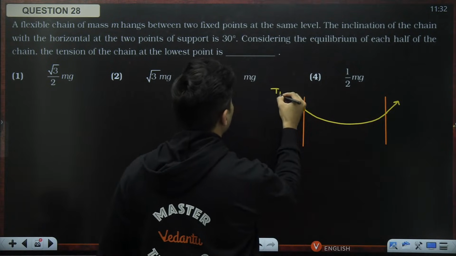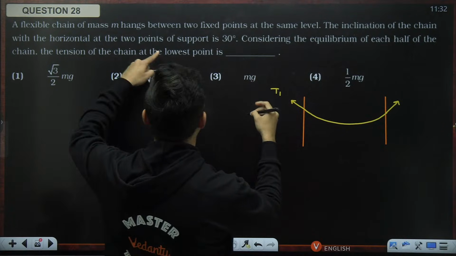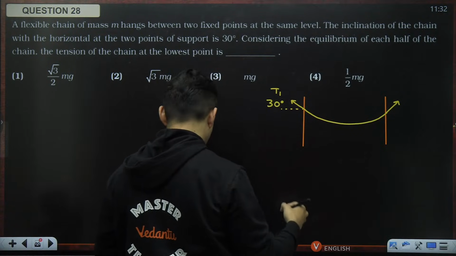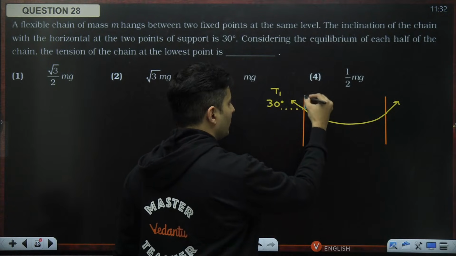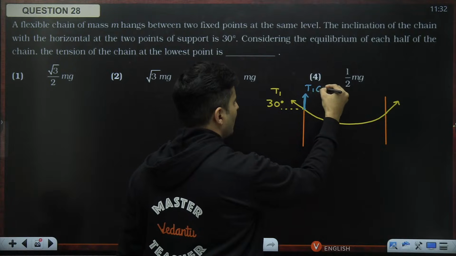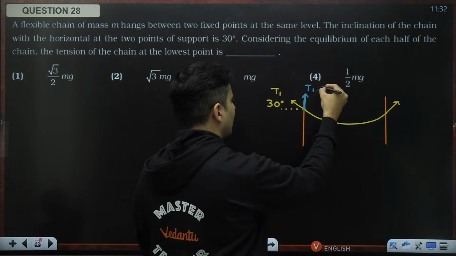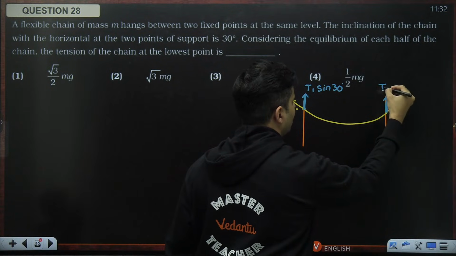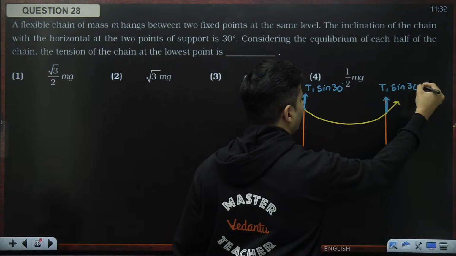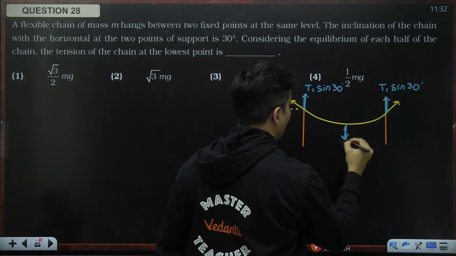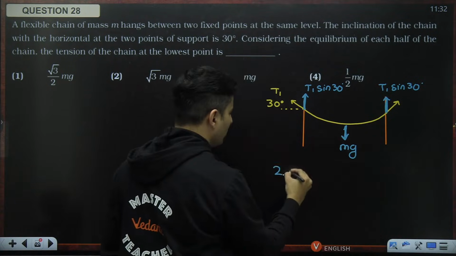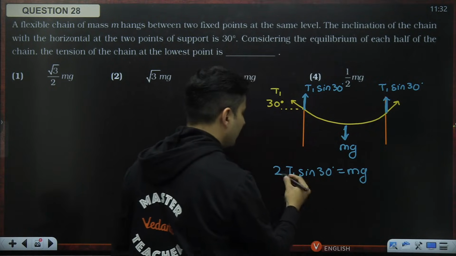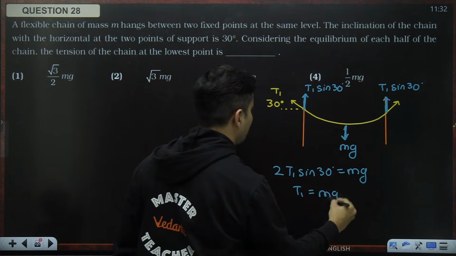And let's say I call this tension T1. The inclination of the chain with the horizontal is 30 degrees. So this is basically 30 degrees. So what happens is, first of all, if you see tension's sine 30 component, and here also the same tension's sine 30 component together will be balancing the entire weight. So 2T1 sine 30 is equal to mg. Sine 30 is half, so T1 will be basically mg.